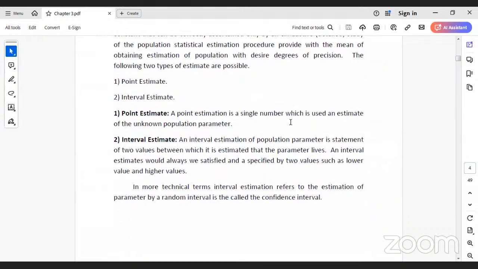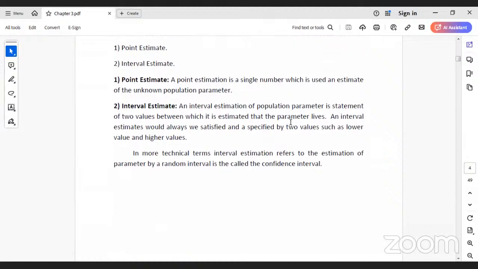Here the point estimate is important. A point estimate is a single number which is used to estimate the unknown population parameter. With the help of a point estimate, we are going to know the unknown population parameter information.